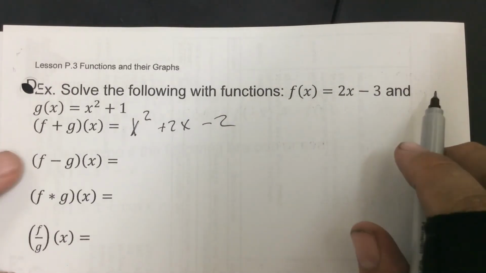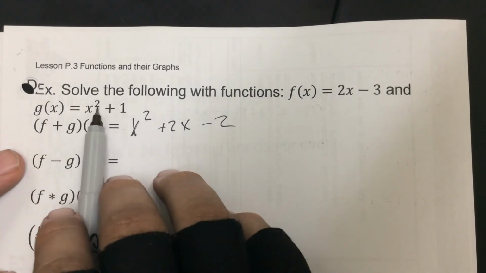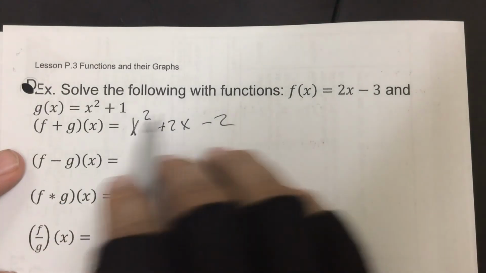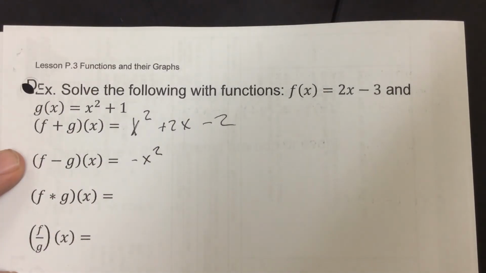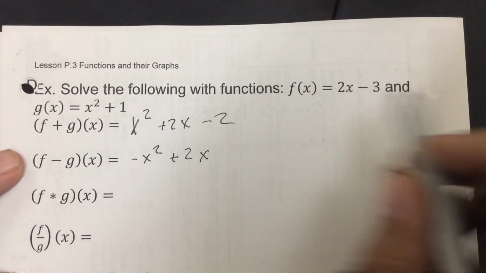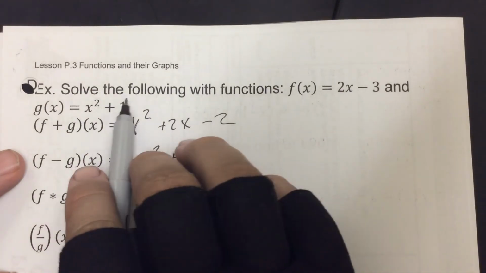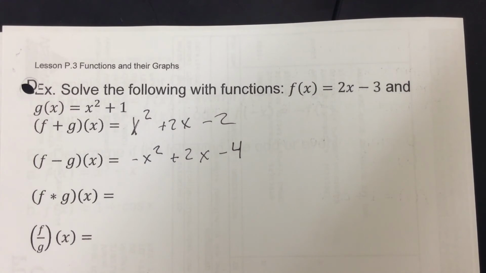Subtraction. So f minus g, we're going to take the f function and subtract the g function from it. So in this case, this doesn't have an x squared, so we're going to minus x squared from it. We have 2x, and we don't have an x squared here, so we're not going to subtract anything there, so it's just plus 2x. Now we have negative 3 minus 1, and get a minus 4 for that equation.